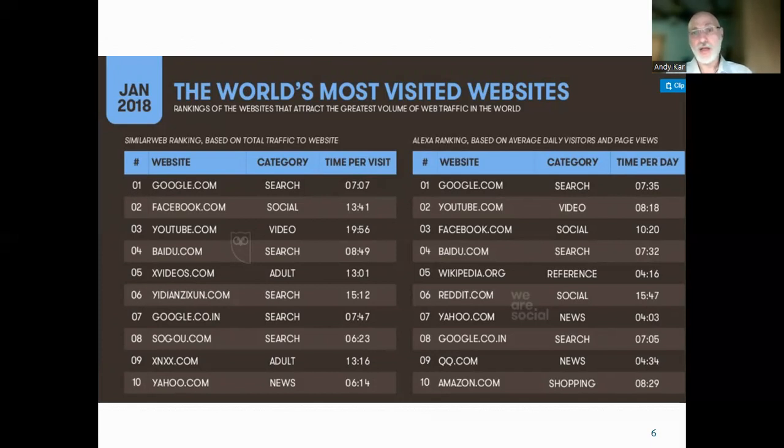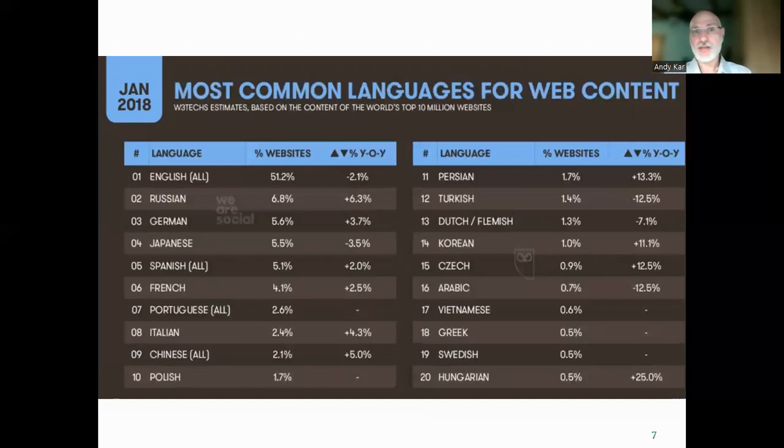The thing is that number 2 and number 3 are Facebook and YouTube, which means that social media platforms like Facebook are extremely popular, and of course, social media platforms like YouTube, which involves video, which is extremely powerful nowadays, are very popular as well. And this is a huge trend.